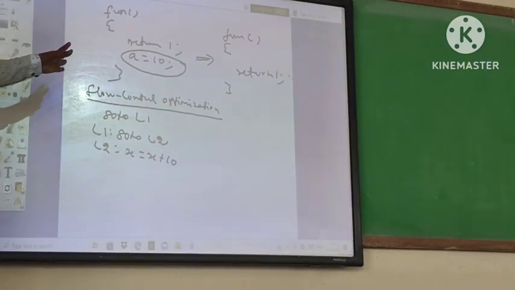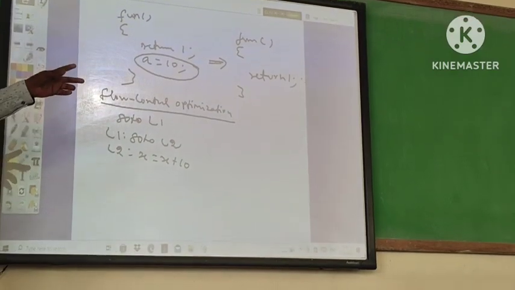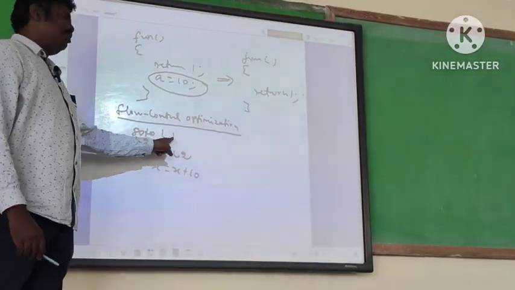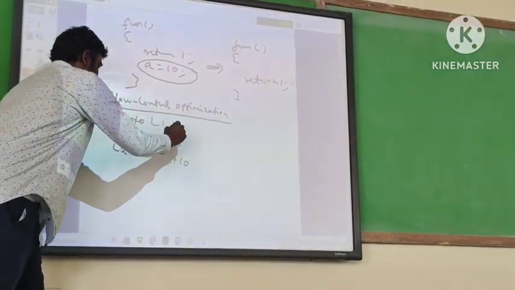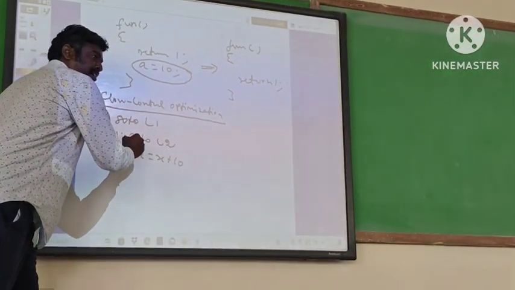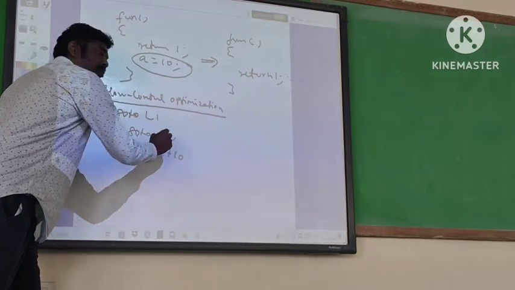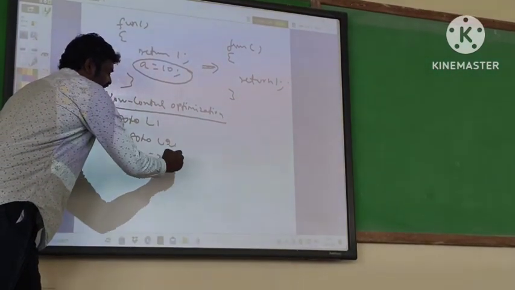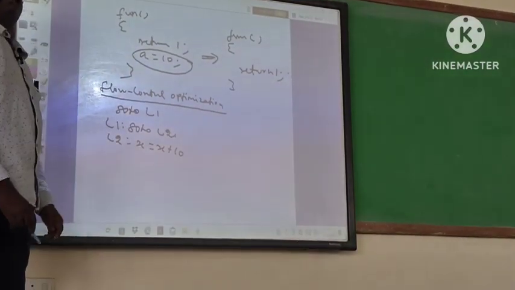Since this is procedural oriented programming, we will start our execution from top to bottom. Okay, so first statement, go to L1. Control will be transferred from L1 to this place. Now in L1, what is that? Go to L2, another jump. L2 will be transferred to this place, and then finally you will execute x is equal to x plus 10.